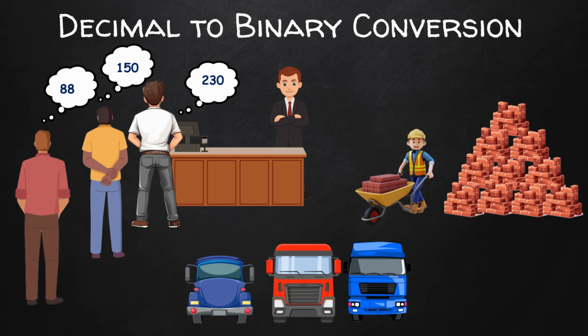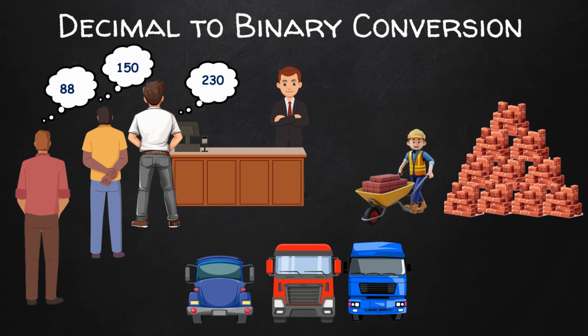But at this time, Bob is working on the first customer's order. He cannot go to the second customer's order without completing the first customer's order. That means without completing the delivery of those 230 bricks ordered by customer 1, Bob cannot process the 150 bricks order from the second customer.